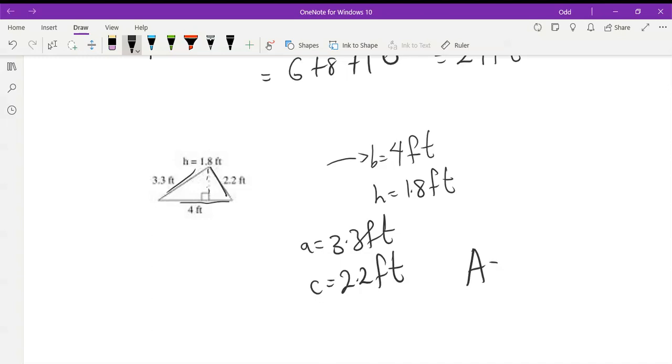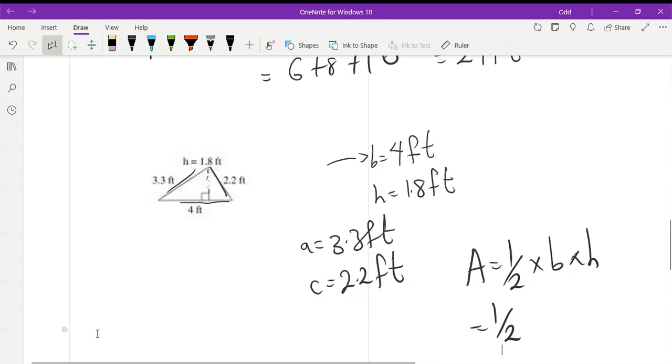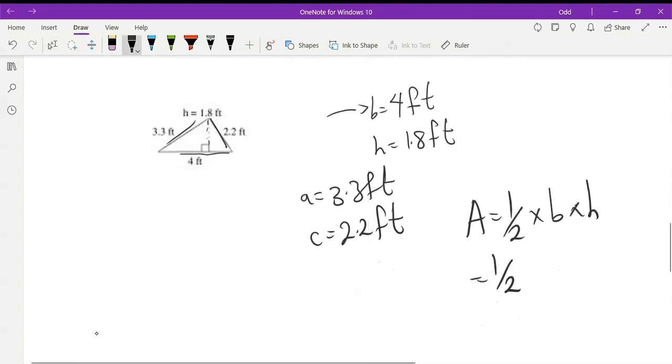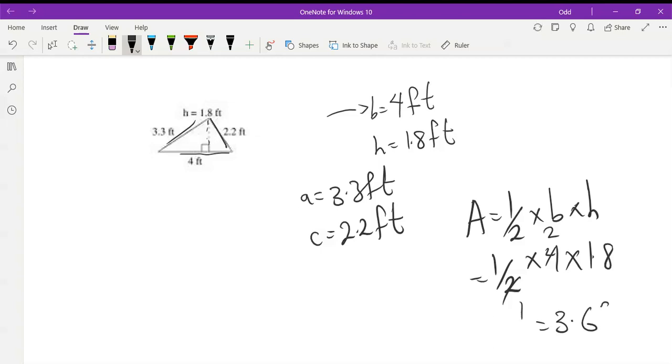So our area will be half times base times height. That'll be half times, what's our base? That's 4, times 1.8. Okay, so here 1, here 2. 2 times 1.8 should give us 3.6, right? Yeah, 2 times 1.8 should give us 3.6. So the area should be 3.6 square feet.